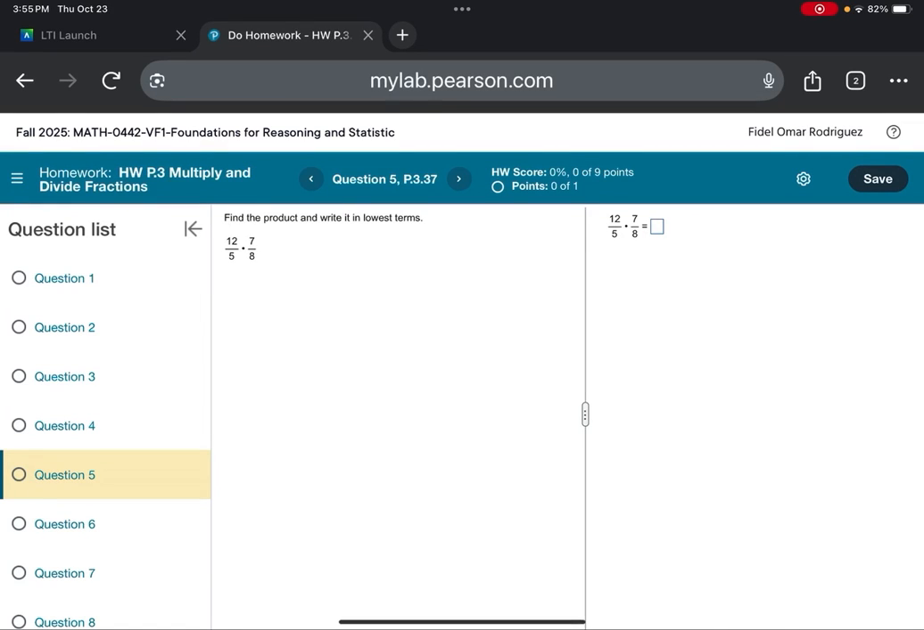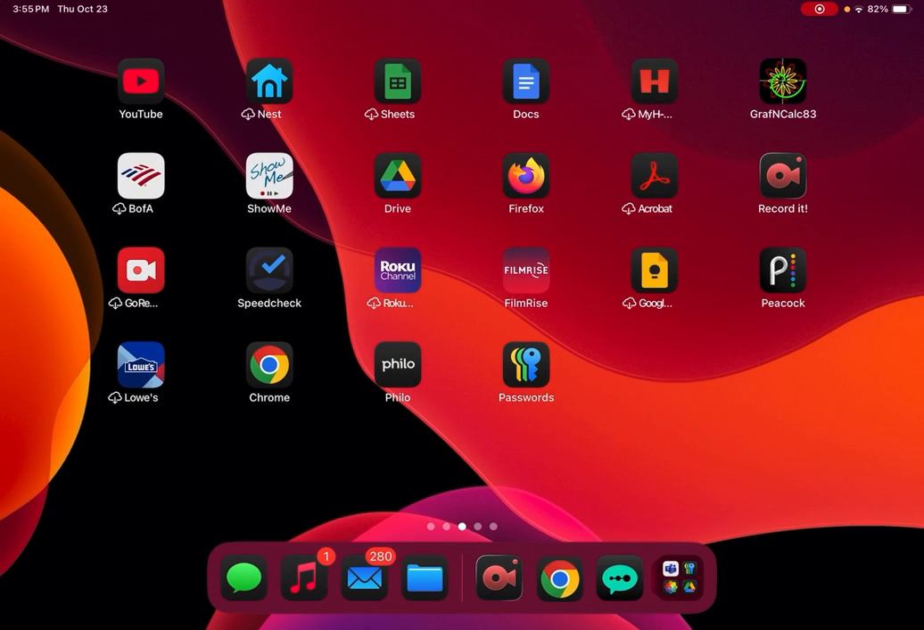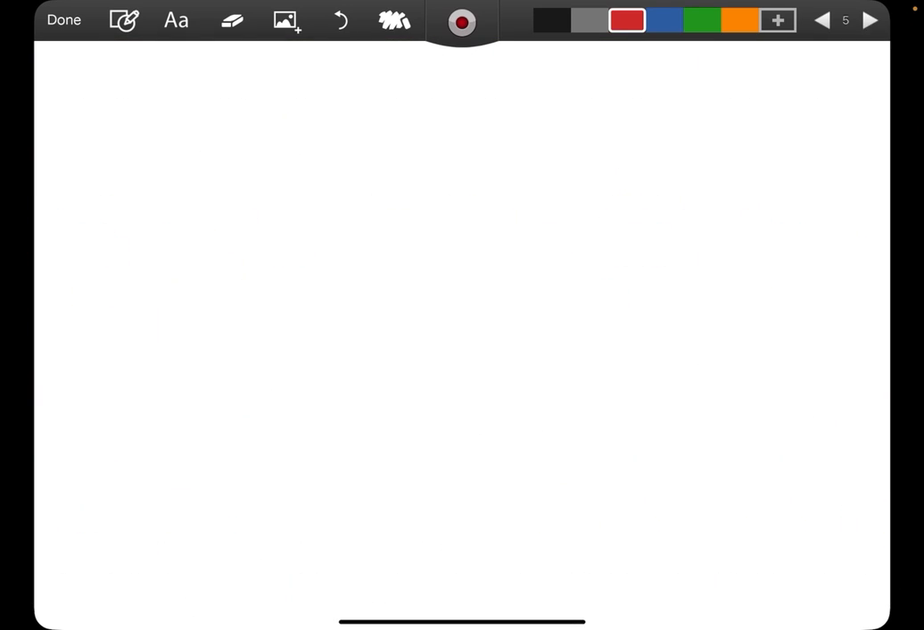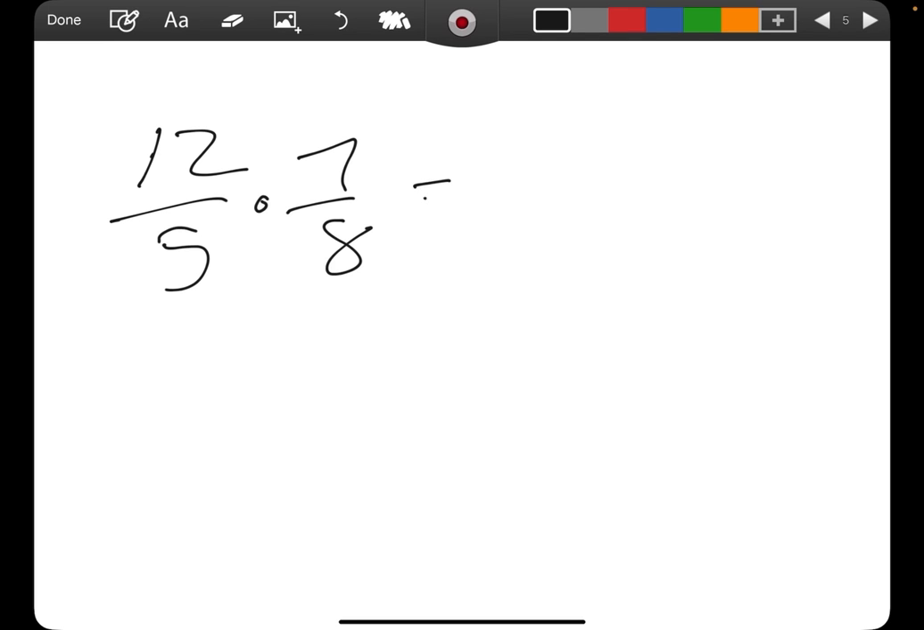All right, y'all. One thing I wanted to mention, because it's not necessarily obvious, is something for when you're doing your homework. I want to show you guys something here on my lab. The problem I'm doing is number 5 out of P3, and it says 12 over 5 times 7 over 8. If I was a student, I'm going to take 12 over 5 times 7 over 8.